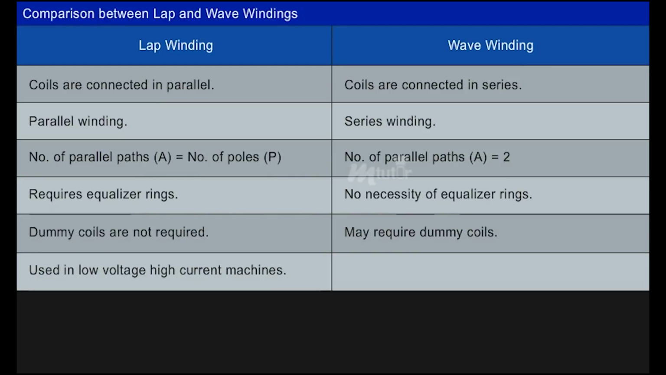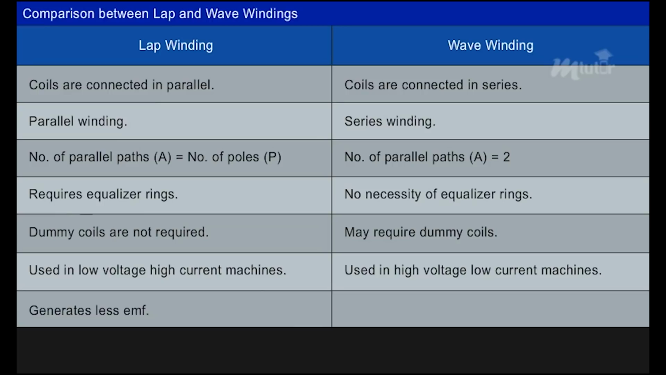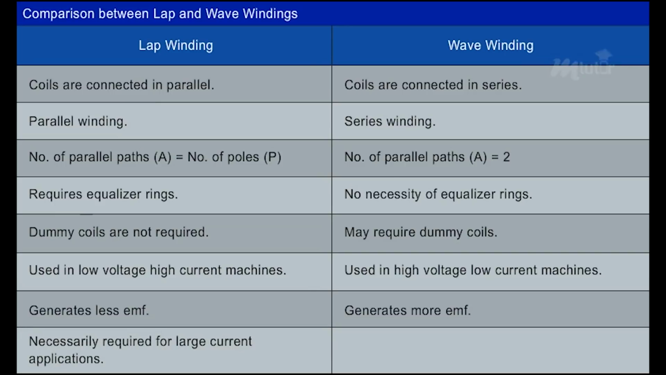Low voltage and high current machines use lap windings, but wave windings are used in high voltage and low current machines. Lap winding generates less EMF compared to the wave winding. Due to more parallel paths, lap windings can be used for large current requiring applications, whereas the wave winding is not suitable for such applications as they have only 2 parallel paths.